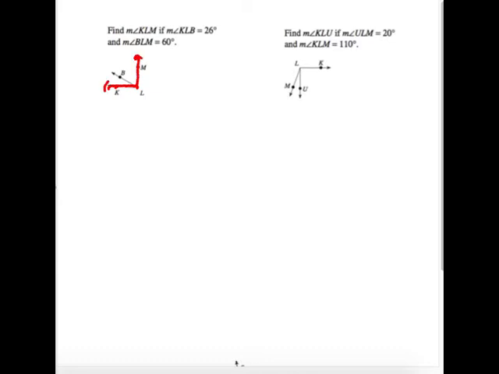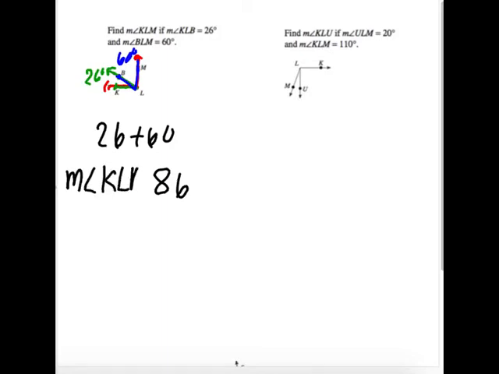Alright, I know that KLB, this angle right here, is 26 degrees. And then I know BLM, this angle here, is 60 degrees. So to figure out what the big angle is, I'm just going to add the smaller two because I know that they make up that bigger angle. So if I take 26 plus 60, I get 86. So that is the measure of angle KLM.